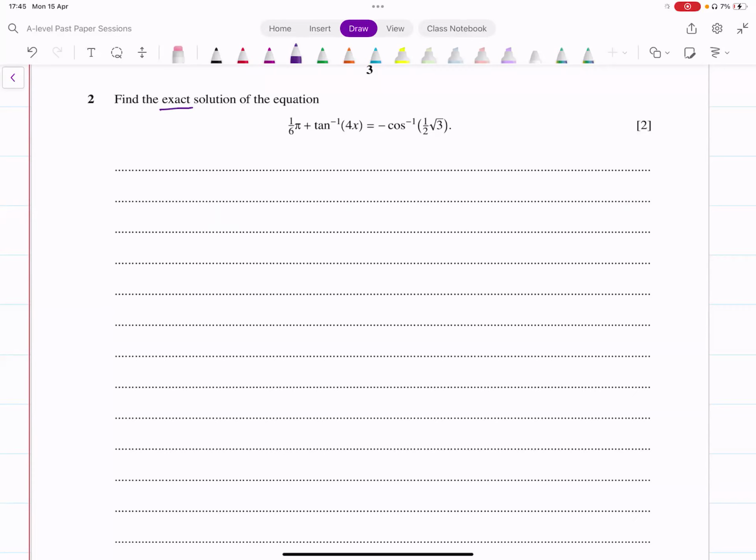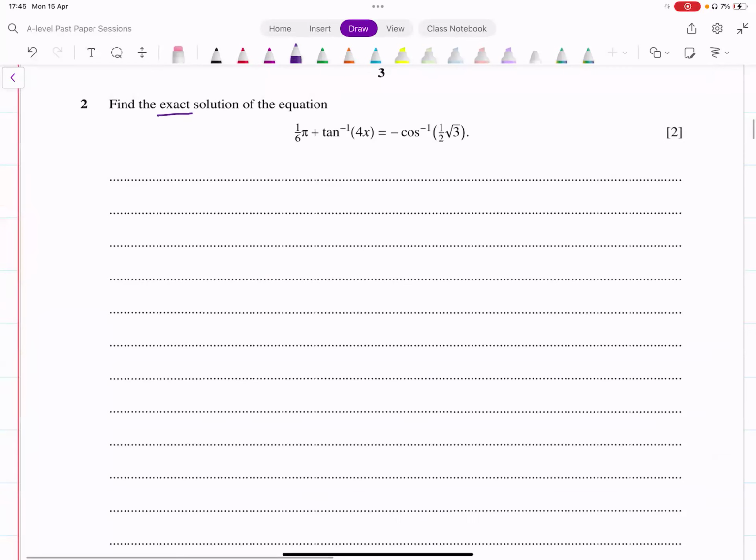Now, how do you solve this equation? It looks pretty complicated, right? 1/6 times pi plus tan inverse of 4x equals minus cos inverse of 1/2 into under root of 3. Now we've got two different functions. We've got tan inverse here. We've got cos inverse here.